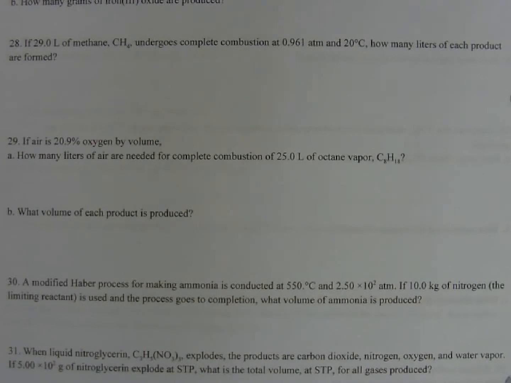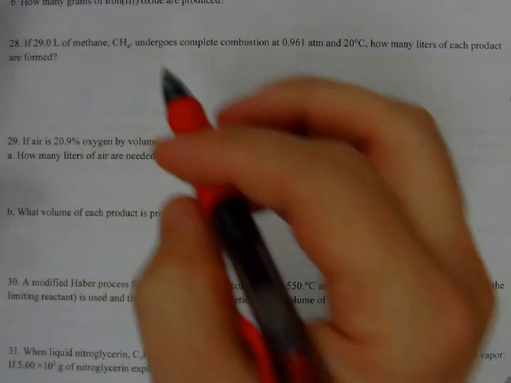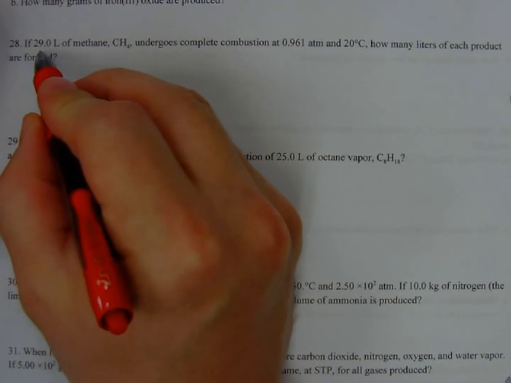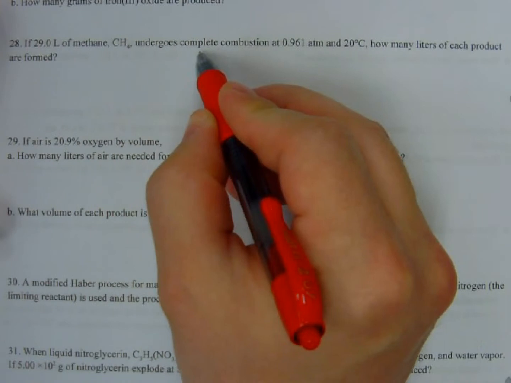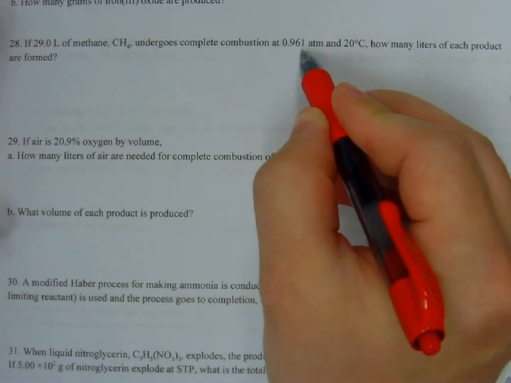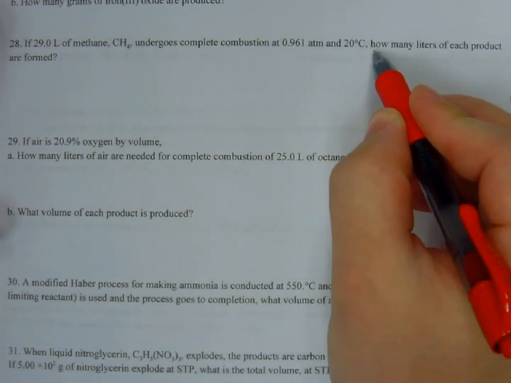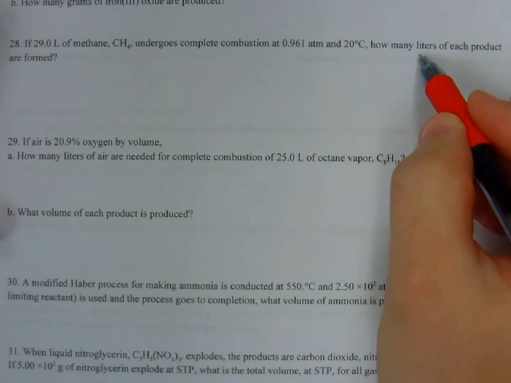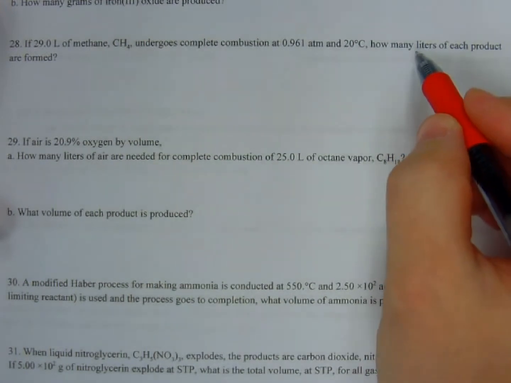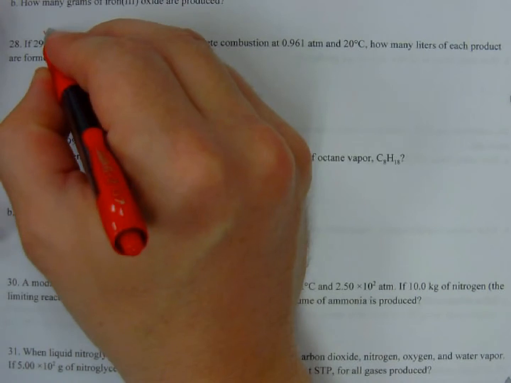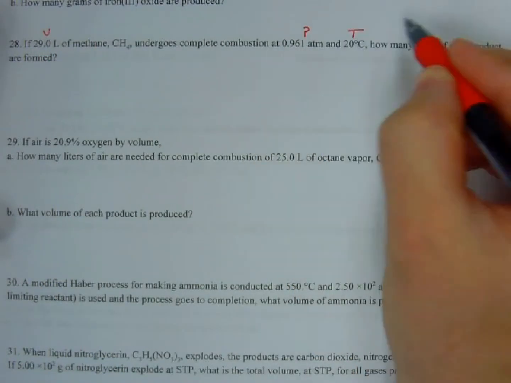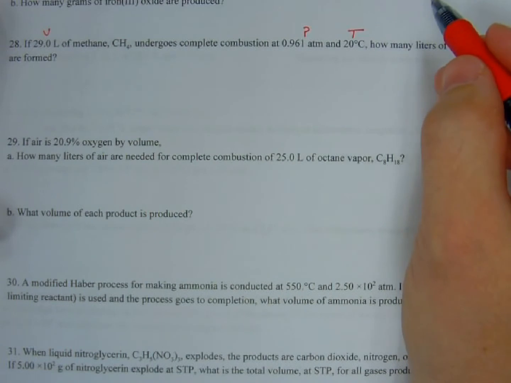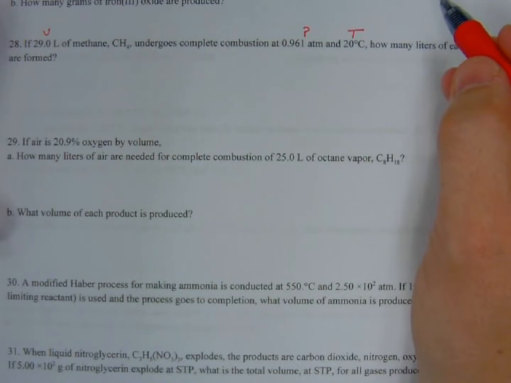Number 28. If 29.0 liters of methane, which is CH4, undergoes a complete combustion at this pressure and this temperature, how many liters of each product are formed? Wait, I get a volume, a pressure, a temperature. Does that mean I'm going to use PV equals nRT?